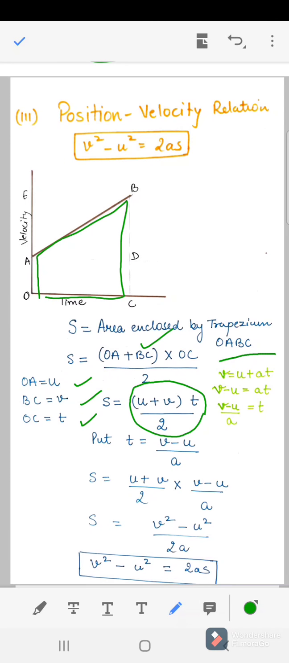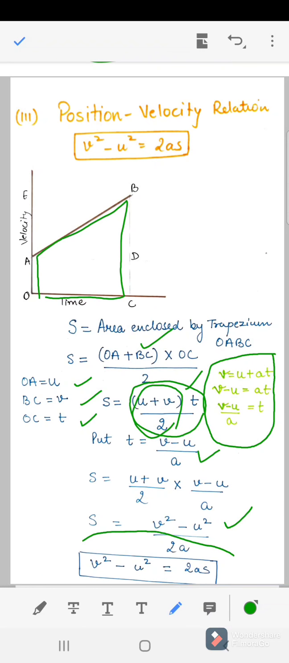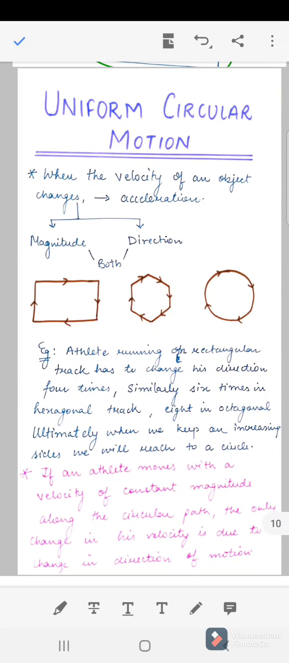From the first equation of motion, we know that v is equal to u plus at. Then at will be equal to v minus u, and t is equal to v minus u over a. Now put this value of t in this equation, then we will get s is equal to u plus v by 2 as it is, and in the place of t we put v minus u over a. Upon solving it, we will get v square minus u square over 2a, and ultimately v square minus u square is equal to 2as.